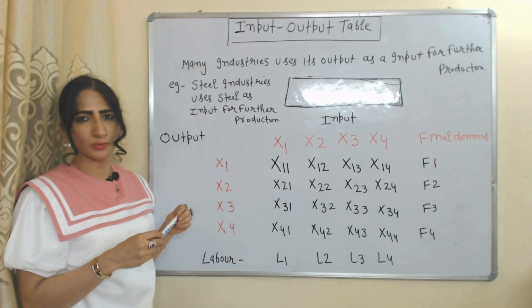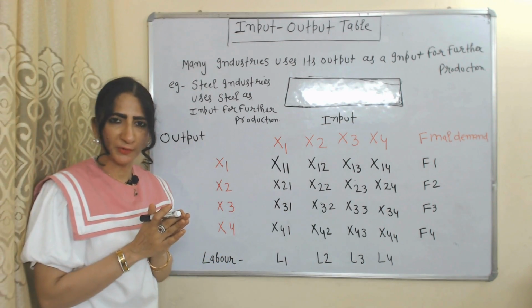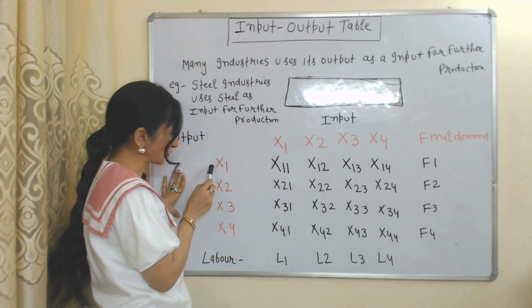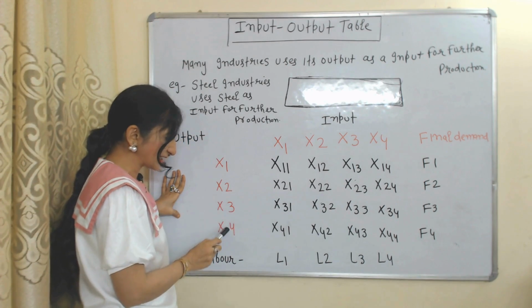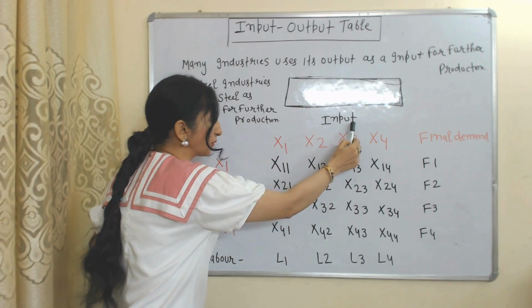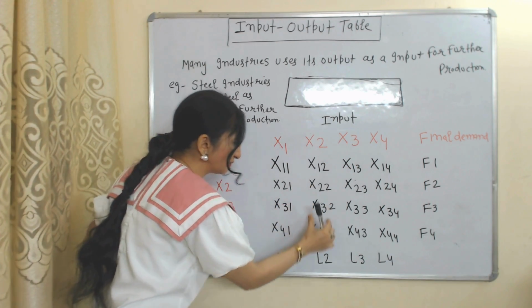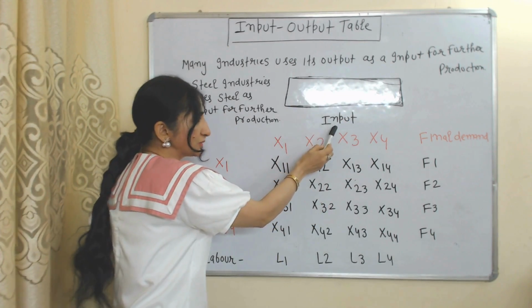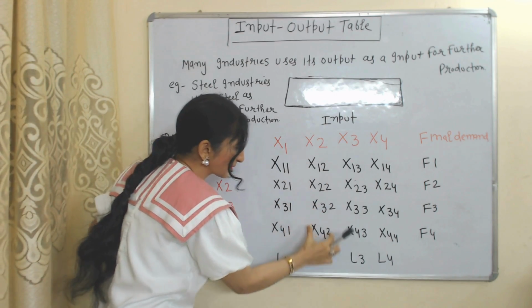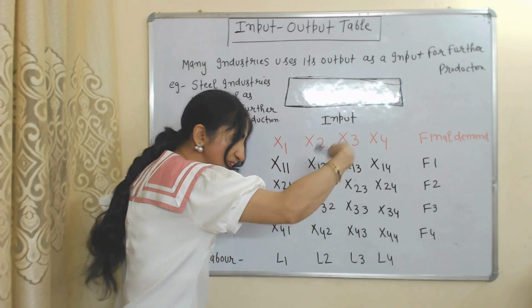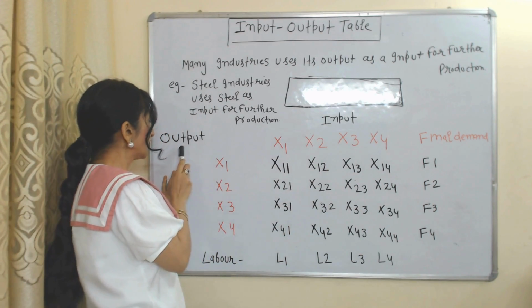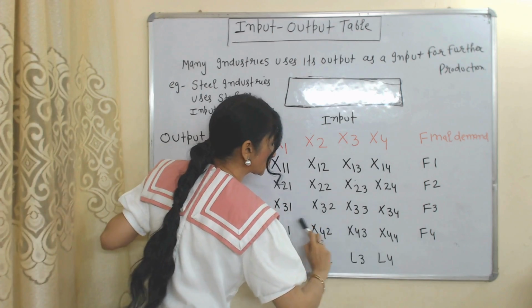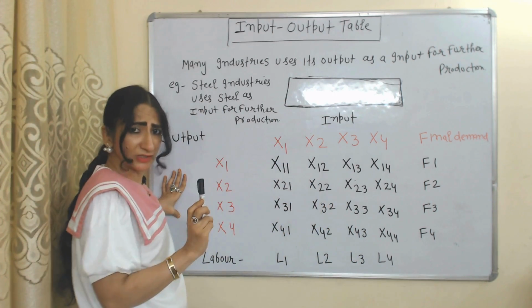Now we will see the input-output table. We are talking about 4 industries: X1, X2, X3 and X4. Here we also wrote X1, X2, X3 and X4. Here we wrote input because the columns represent the input which industries are purchasing from other industries. Here we wrote output because this row represents the distribution of the output of an industry among other industries.